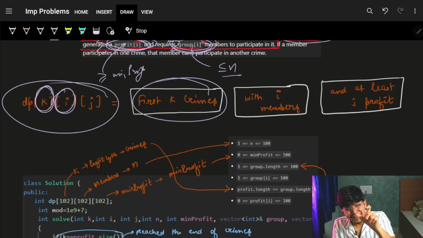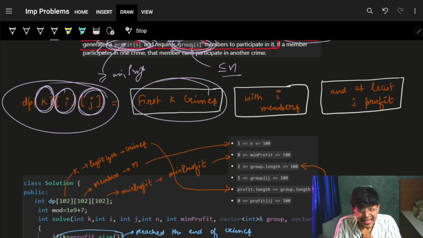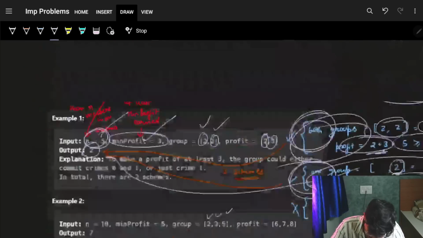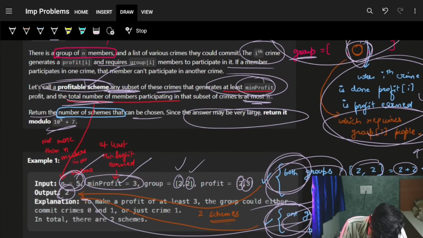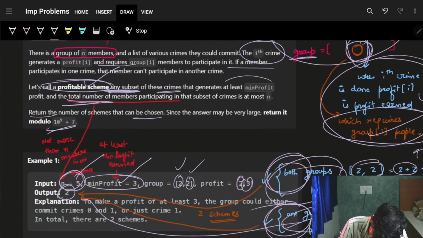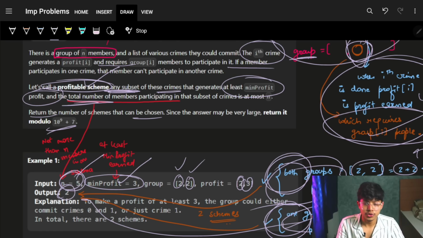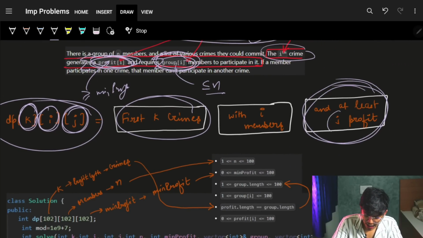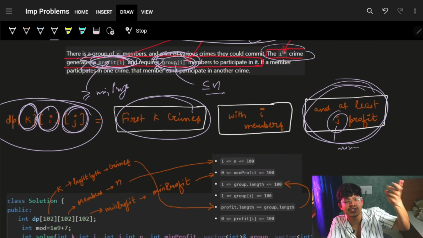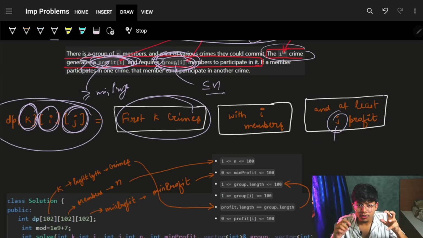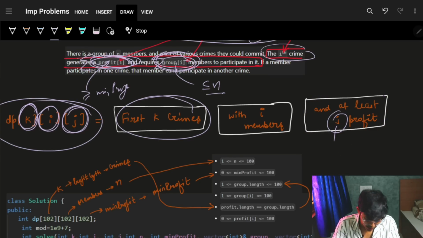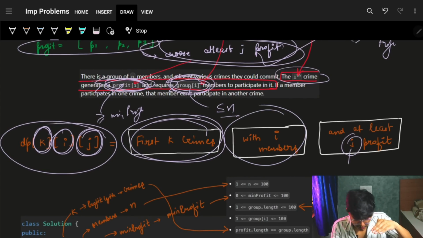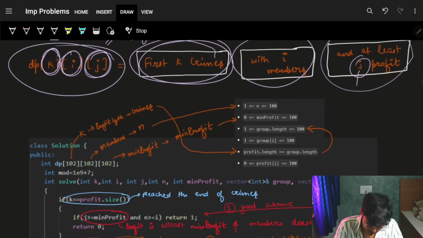First with I members and at least J as profit, because ultimately you saw what was written in the problem: at least the minimum profit we need to choose. So ultimately, instead of J, I just put the minimum profit and return my DP. You saw how the DP state is made, because you are iterating on the crime, you have the condition on members, and you have the condition on profit. That's the reason.